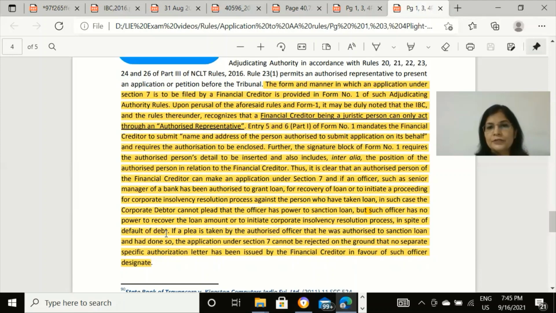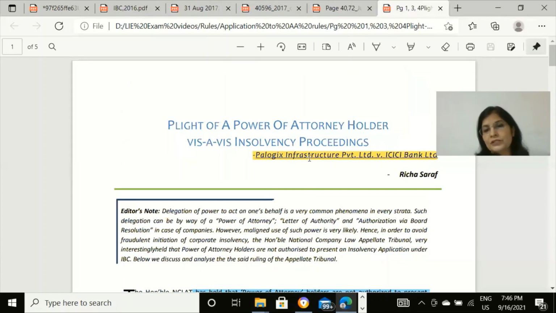It means that the person who has the power to grant a loan, or the one who has the power for recovery of a loan, has an automatic power to initiate proceedings. It doesn't require a specific authorization. If a plea is taken by the authorized officer that he was authorized to sanction the loan and he has done so, then the application made by such person under Section 7 cannot be rejected on the ground that he doesn't have specific authorization. If he has the power to sanction the loan, it means he has the power to initiate CIRP against the default. That is what was there in Power of Attorney Holder, ICICI Bank, Pajolis Infrastructure Private Limited versus ICICI Bank.